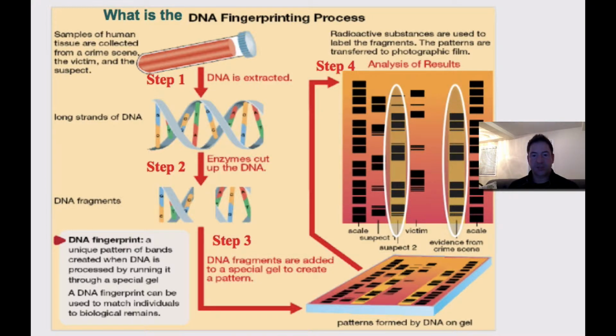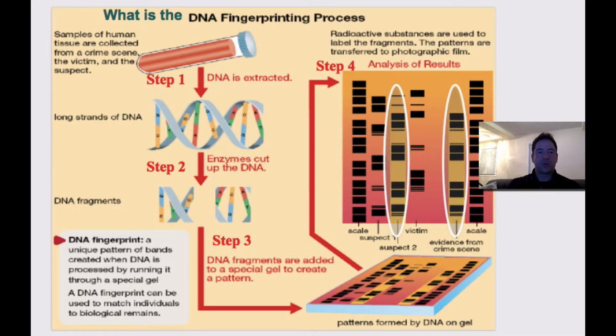Then you can look at potential suspects, you can look at the victim, you can look at evidence from the crime scene, all those things, and you can try to make matches. If you take a look at this image here, you'll recognize suspect 2 and the evidence from the crime scene. These two are connected, and they look like a match. Pretty amazing what we can do with these technologies, but that's DNA fingerprinting, so you'll want to know that process.